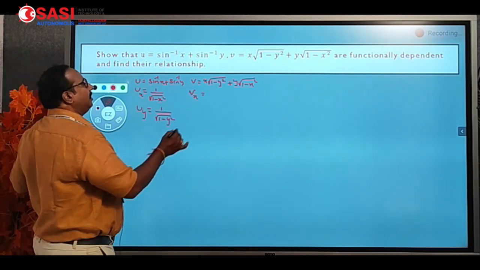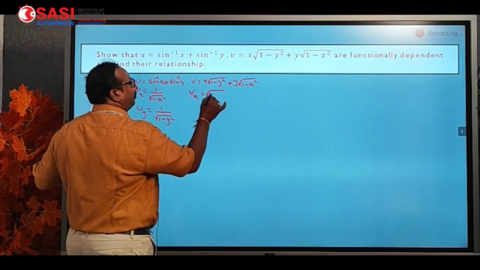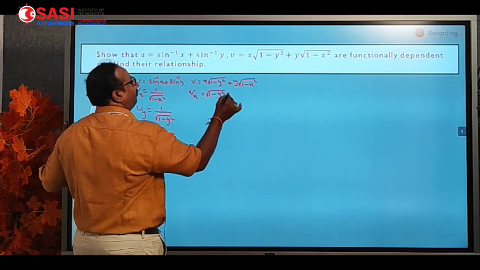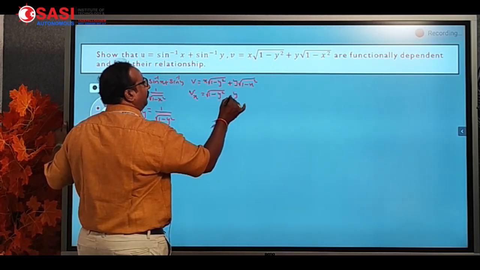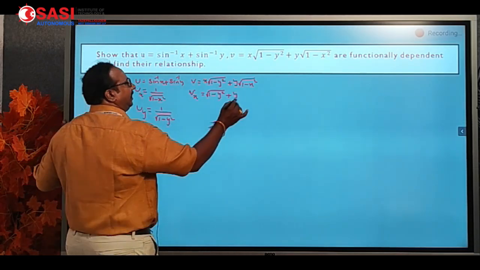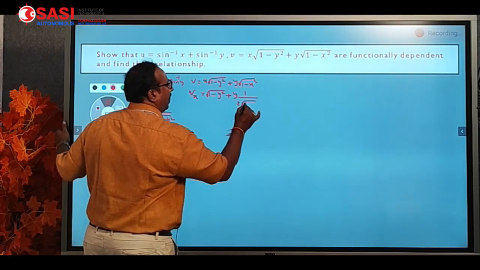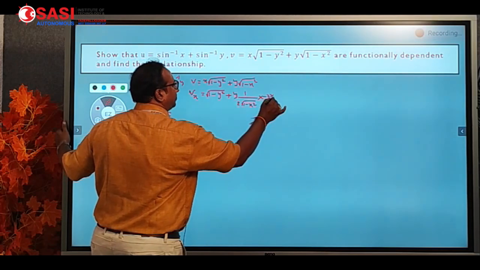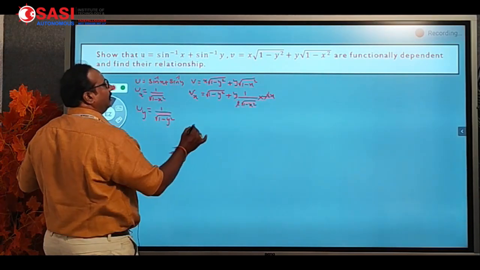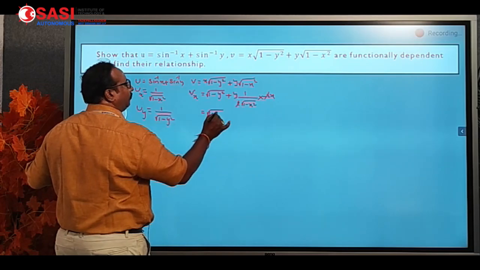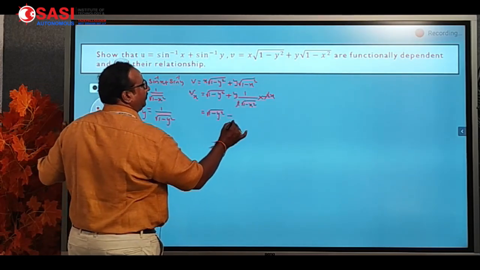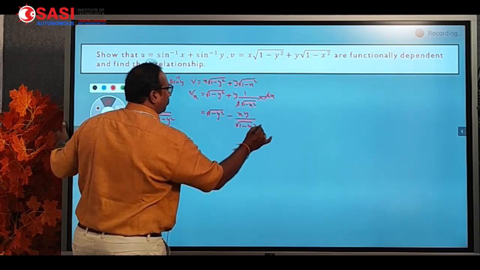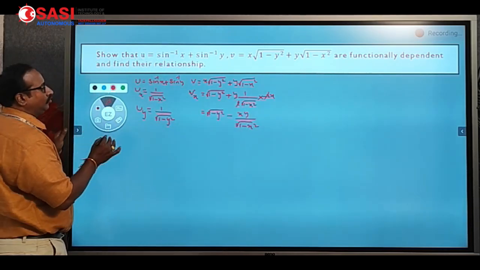So y constant. In v, root 1 minus y square is completely constant. Remaining x derivative is 1. Right. Here y constant. Now differentiation of root 1 minus x square is 1 by 2 root 1 minus x square into its derivative, which is minus 2x. So when we cancel the 2, we get root over 1 minus y square plus into minus minus xy by root 1 minus x square. Okay. Now we got ux, uy, vx.